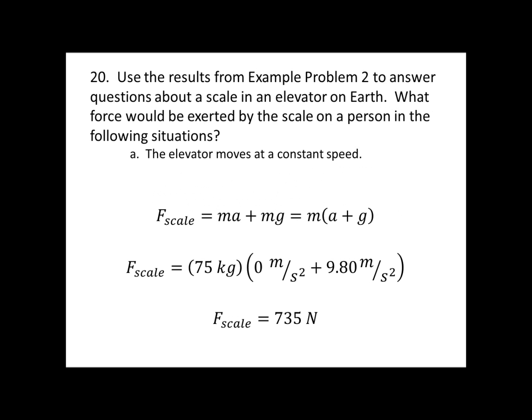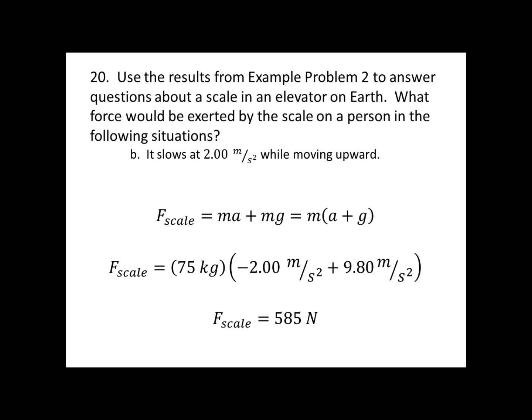So for part A, the elevator moves up at a constant speed. That means that our acceleration is 0. So we plug in our 75 kilogram mass, plug in 0 for acceleration and 9.80 for gravity. We find out that the scale reads 735 newtons. Now this is what would be referred to as the person's true weight. Anything else, because the elevator is accelerating differently, is referred to as apparent weight.